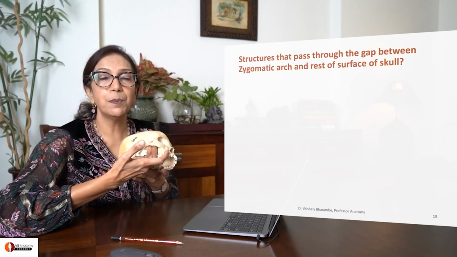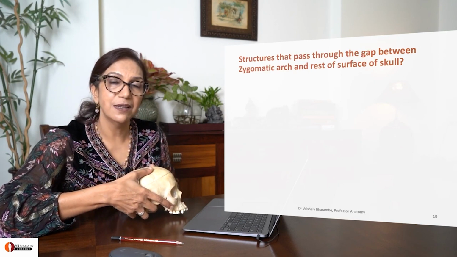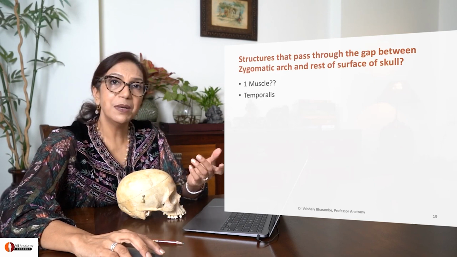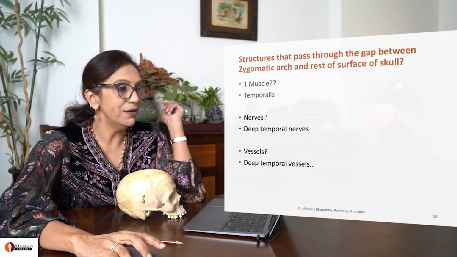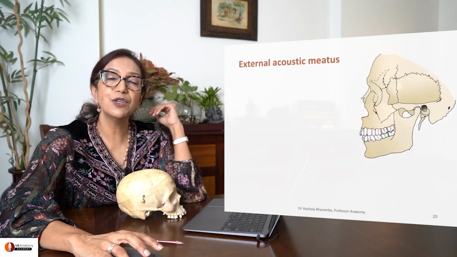Structures going up to supply the muscle: deep temporal nerves and vessels. There is your answer. Logic makes it much easier to remember. One muscle, temporalis; nerves, deep temporal nerves; and vessels, deep temporal vessels. Fine. So now, what is the next thing we should go to?